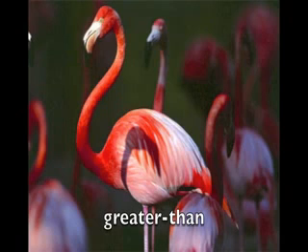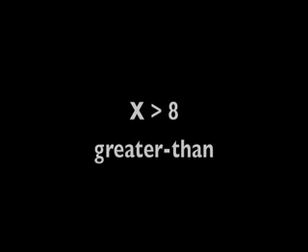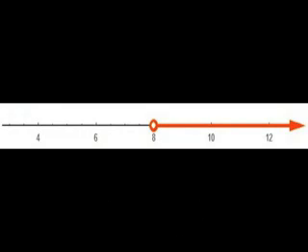So the alligator thought to himself, "I must weigh more than 8 pounds." The initial inequality would look like this: alligator is greater than flamingo. If the flamingo weighs 8 pounds, and we know the alligator weighs more than the flamingo, and the alligator is represented by x, the inequality would read x is greater than 8. The graph of an inequality on a number line would look like this.